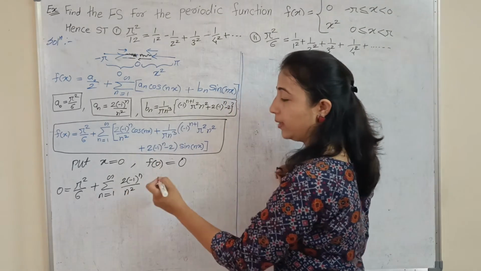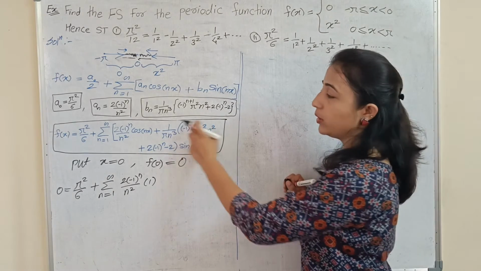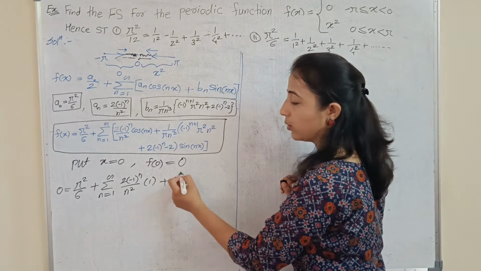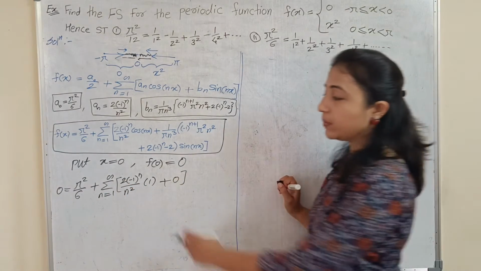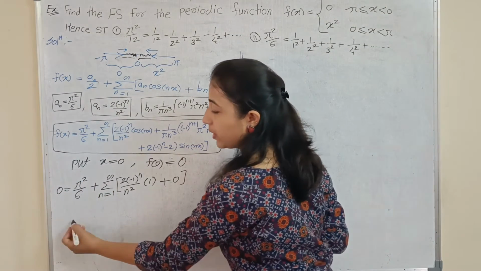Cos of 0 is 1 and sine of 0 is 0. So multiplication by 0, the whole second term, this summation, is 0. So no need to write it, or you can write the 0 first and then skip it. Now here expand this summation and shift this pi square by 6 to the left hand side.